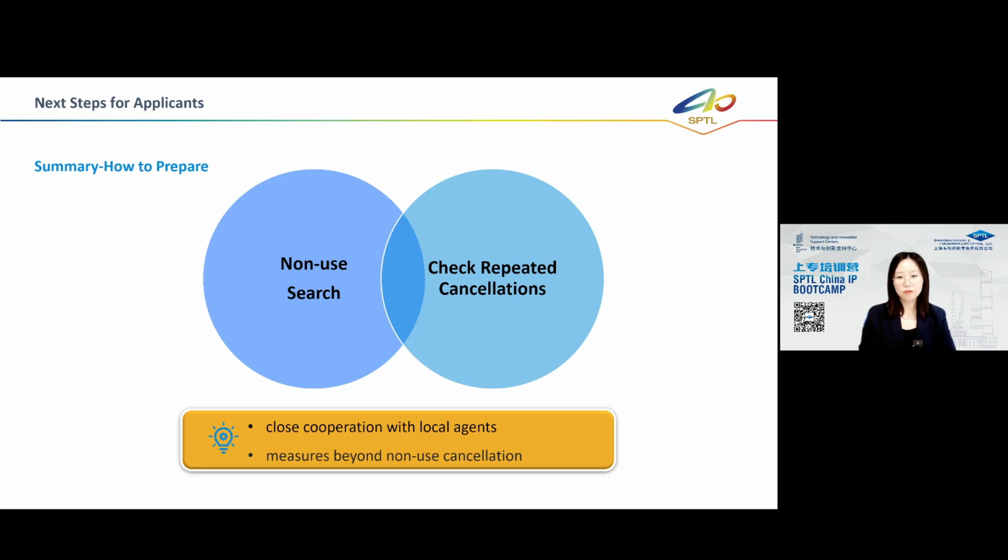Applicants must maintain good faith and avoid any behavior that may be interpreted as abusive or dishonest. As we've discussed, non-use cancellation practice has changed significantly, but with the right preparation, non-use cancellation remains a very powerful tool to clear obstacles, protect legitimate business interests, and secure stronger trademark portfolios. Therefore, it is recommended to maintain close coordination with experienced local agents to adapt quickly to procedural changes. All these steps will help ensure compliance with the updated requirements and enhance the effectiveness of non-use cancellation filings.